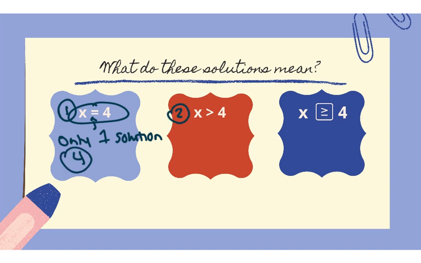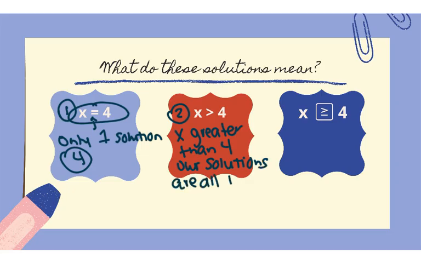If we look at the one in the middle, it tells us x is greater than 4, which means our solutions are all numbers greater than 4. So the solutions would include 5, 6, 7, 8, 9, 10, and so on. All the numbers that are greater than 4.